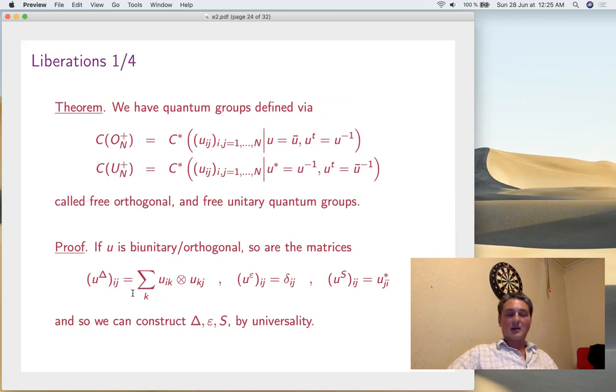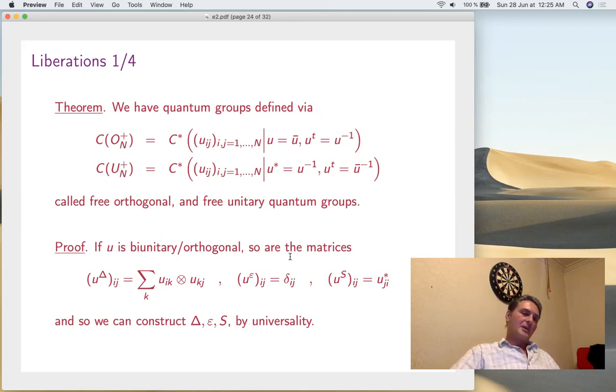Let's just talk about delta. But this is clear because, for instance, for ON plus, if U is orthogonal, then this matrix here is orthogonal too, by its orthogonal completion. So you have your delta. Same for epsilon, same for s, and same in the unitary case. So it works. We have quantum groups.